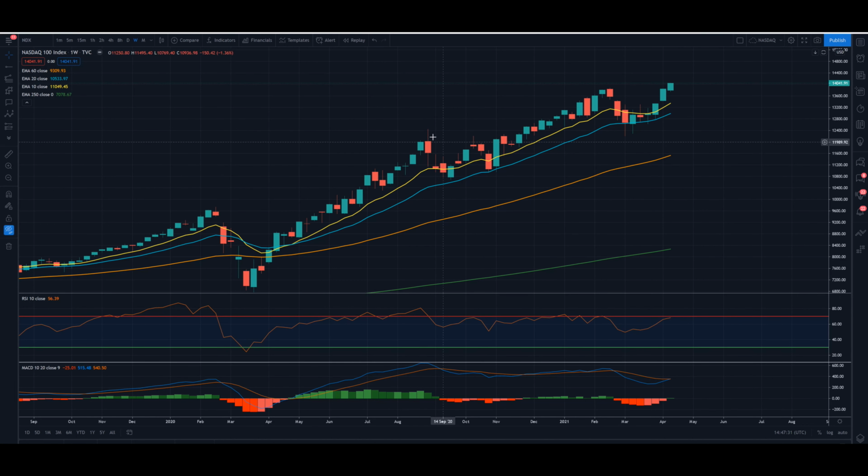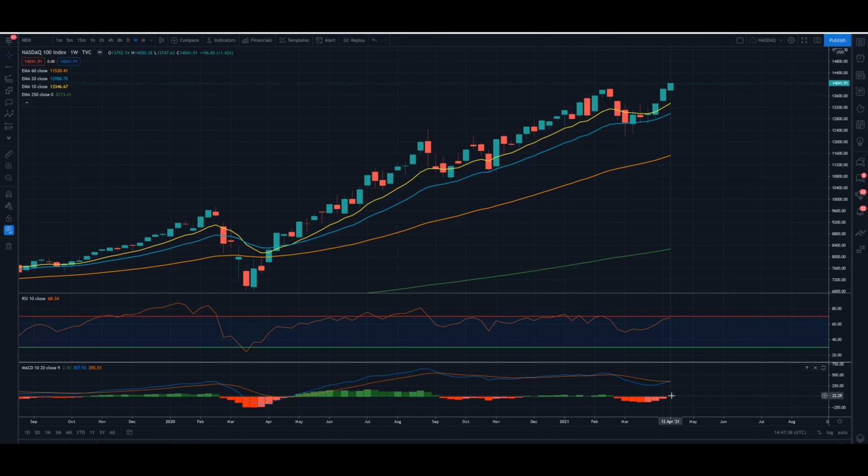3, 4, and then we've been working up in a wave 5 ever since. The MACD has us just recording a green bar for the week on the histogram here. Bullish crossover pretty much about to occur.